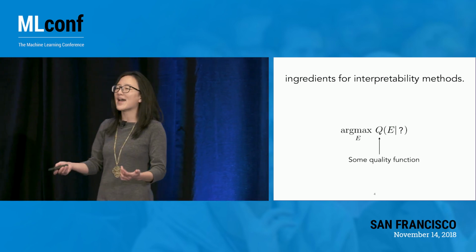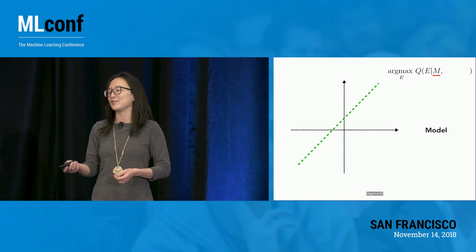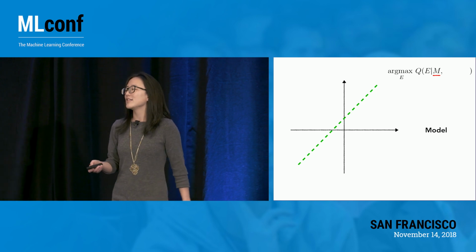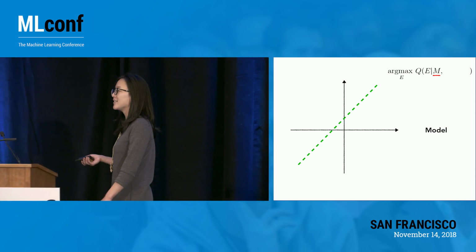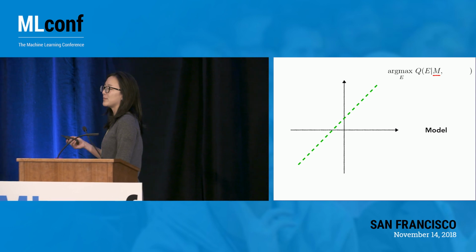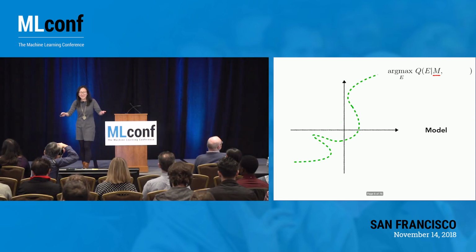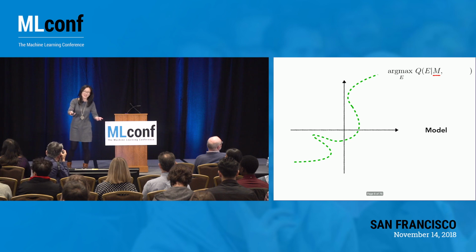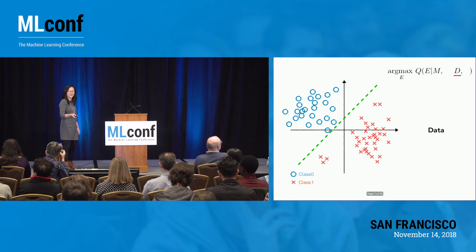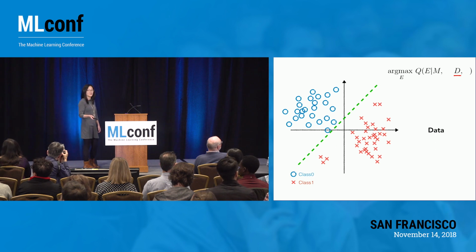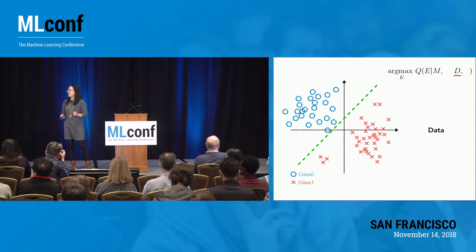Now, sure, it's an optimization problem. What other things matter when we learn this explanation? Model matters. If you have a simple model like this linear model, then your explanation might be different. If you have a complex model like this squiggly line, then your explanation might have to be different. Data matters. If you're lucky and you have such clean data, beautifully linearly separable, then your explanation can be something simple.